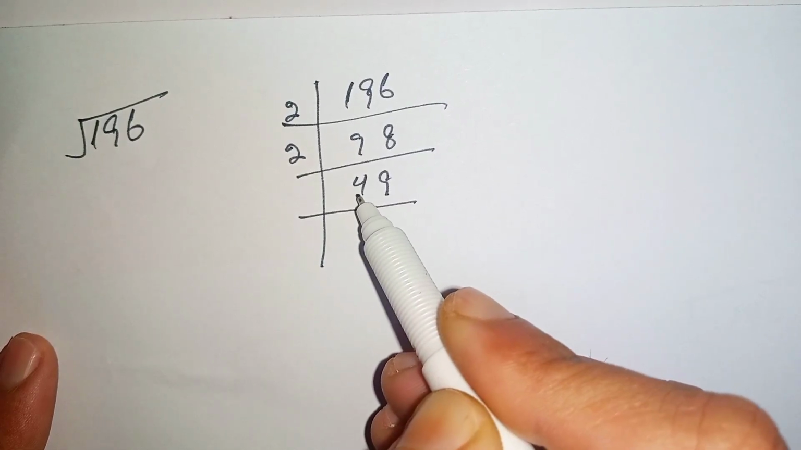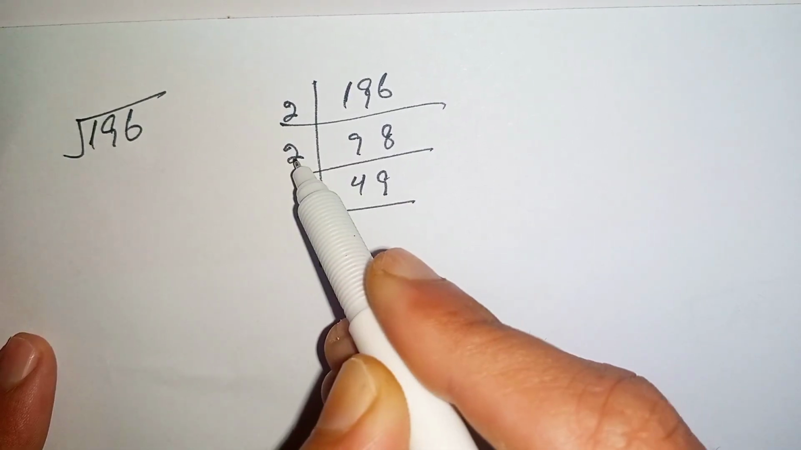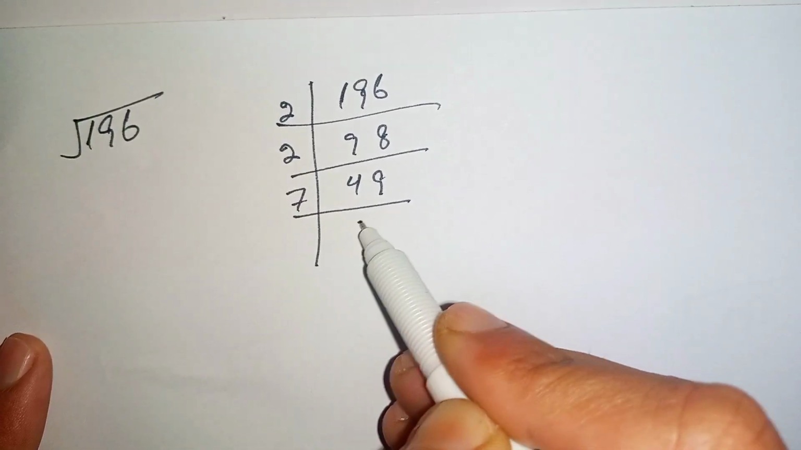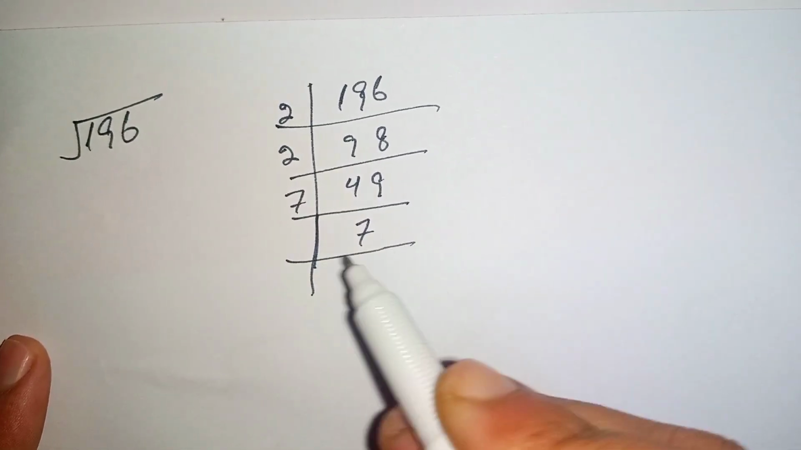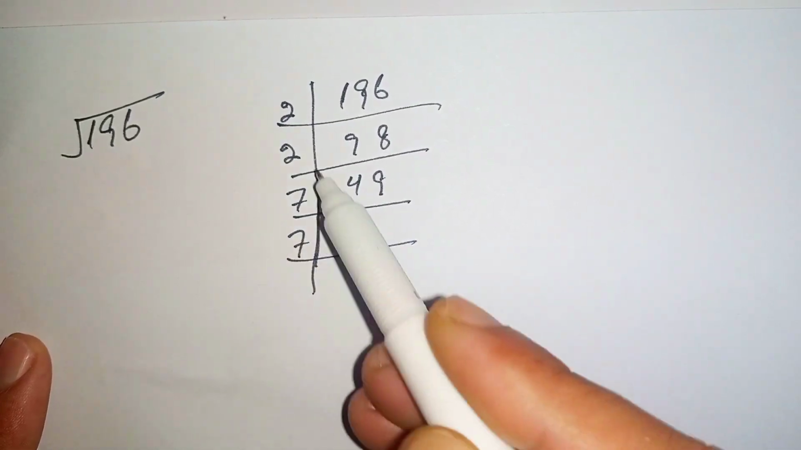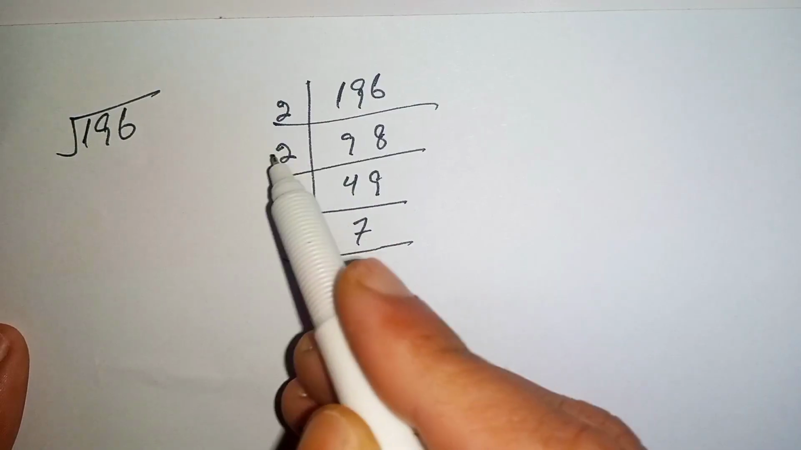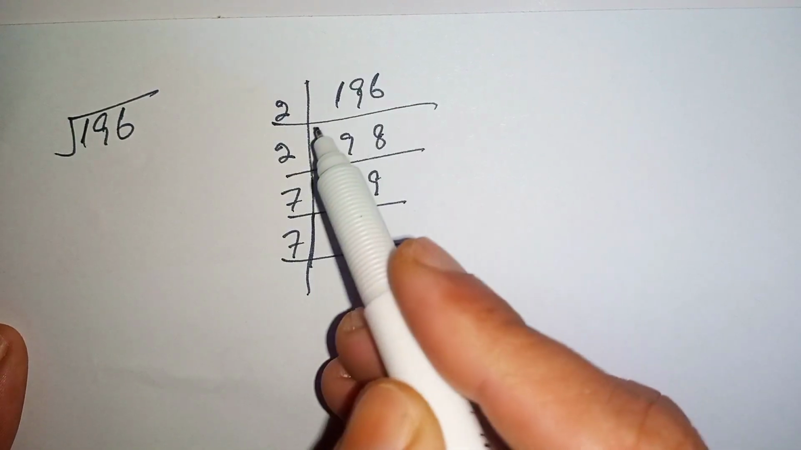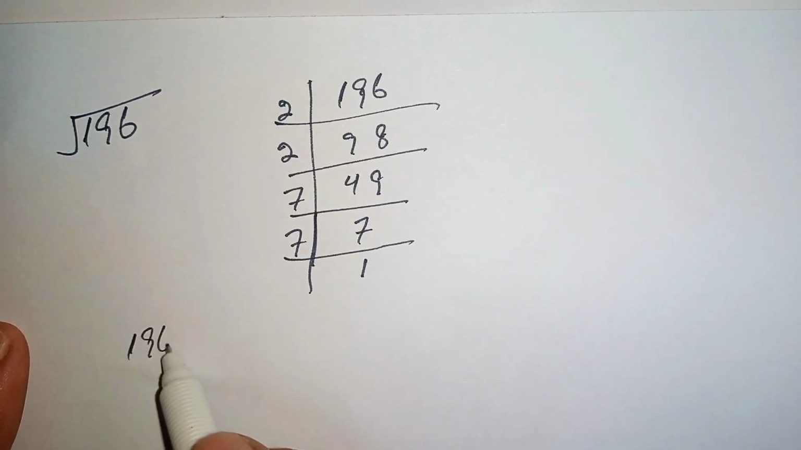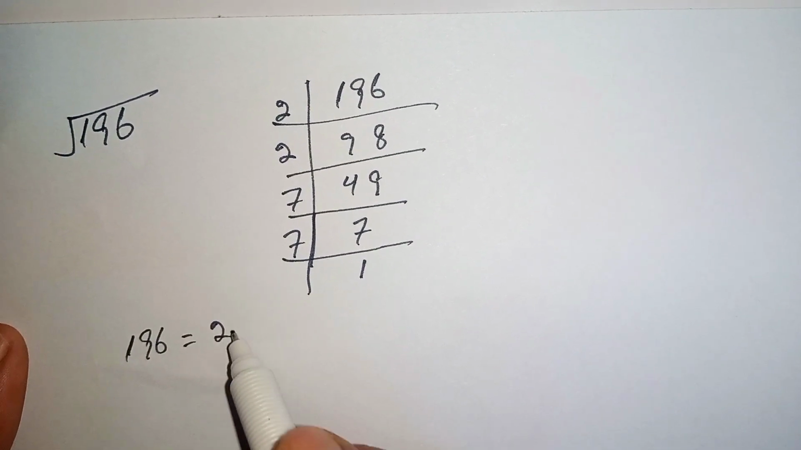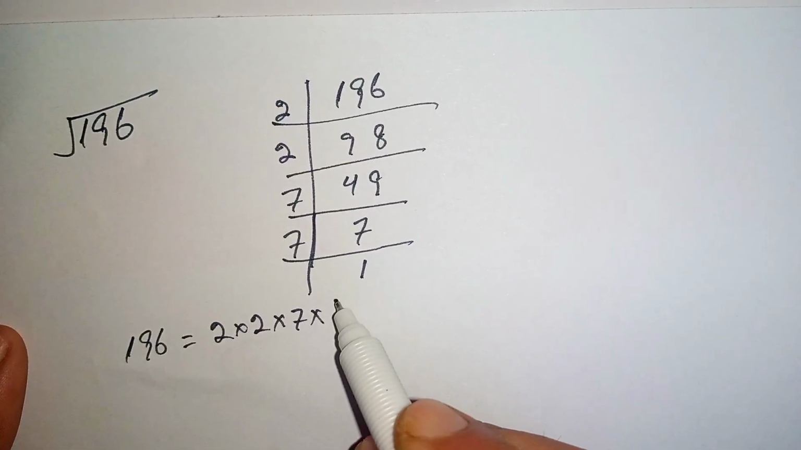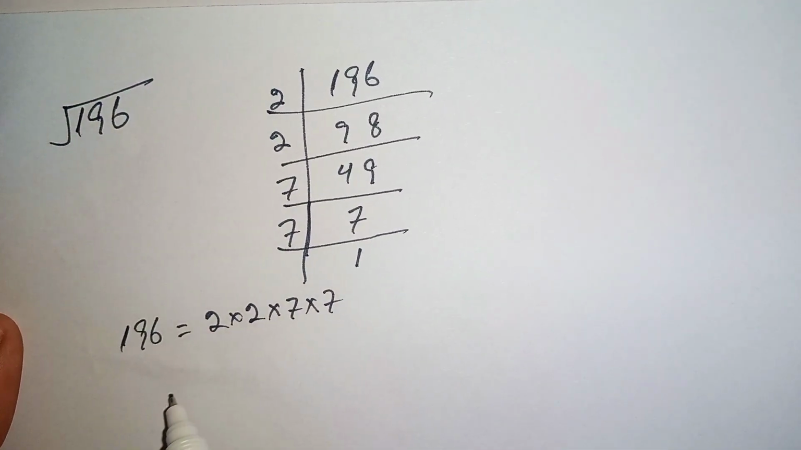Now we cannot divide 49 by 2. We will divide 49 by 7. So 7 times 7 is 49 and 7 times 1 is 7, right? These are the prime factors of 196. So we will write 196 as the product of its prime factors. So 196 is equal to 2 times 2 times 7 times 7, right?